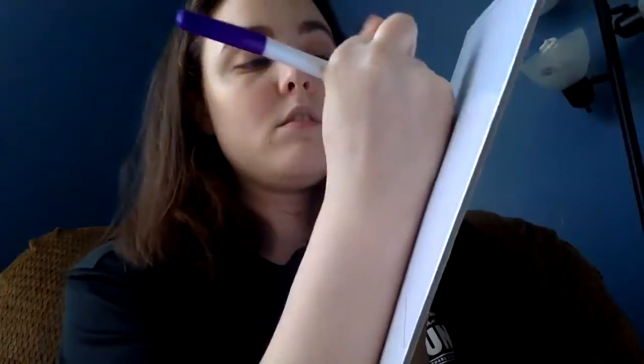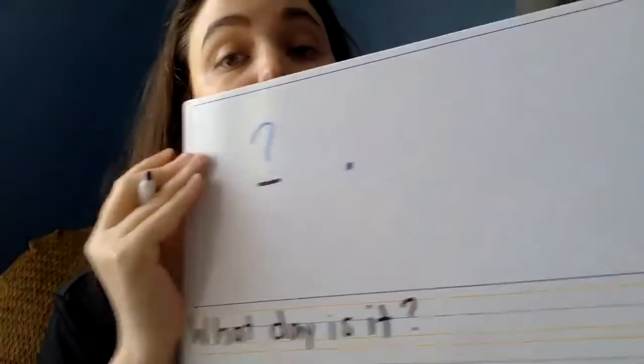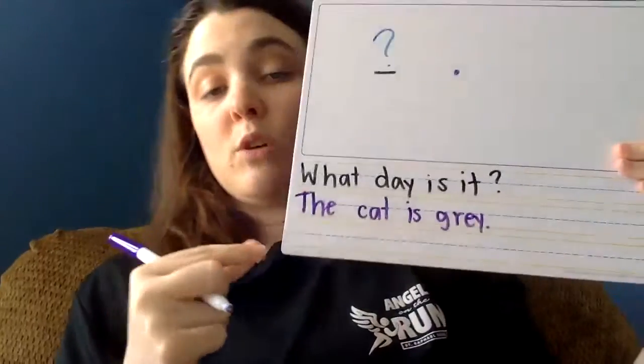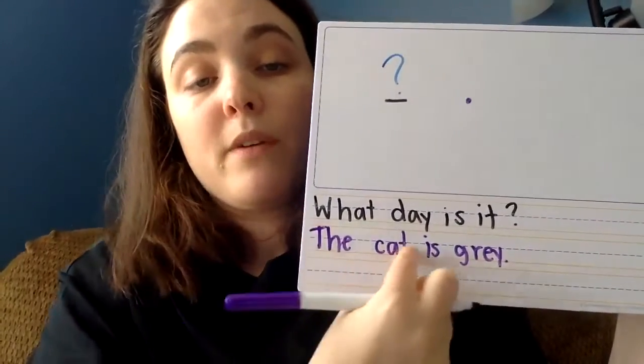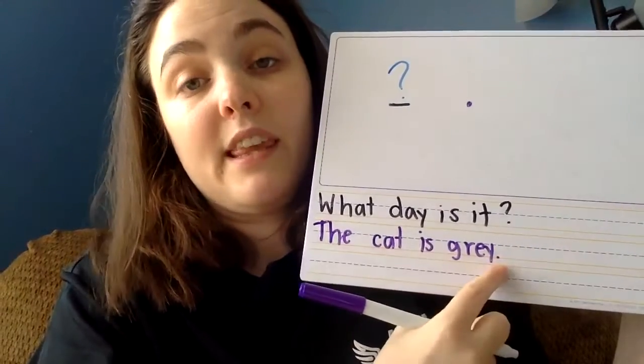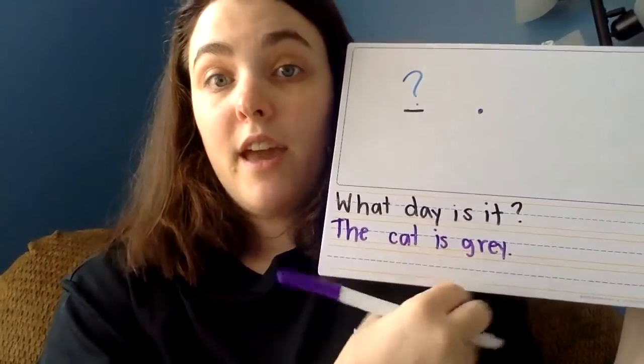Now, another mark that we have talked about this year is a period. And a period is just a little circle like that. And that goes at the end of your sentence. And we use periods for telling sentences. So a good telling sentence we could have is the cat is gray. So I start my sentence with my capital letter. I use my finger spaces, and then I have my period at the end. And this tells us the color of the cat.